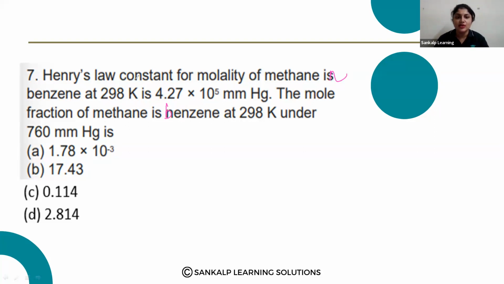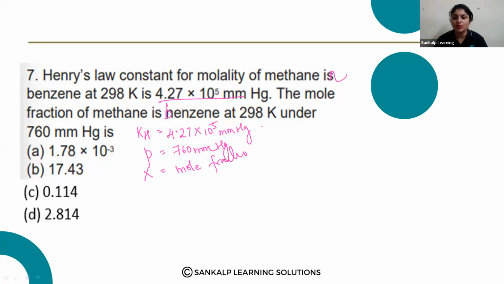So here what is given? Henry's constant for methane in benzene at 293 Kelvin is given. KH, Henry's constant, is given as 4.27 into 10 raised to 5 mm Hg. Then the partial pressure is given as 760 mm Hg. So here we have to calculate X, the mole fraction.